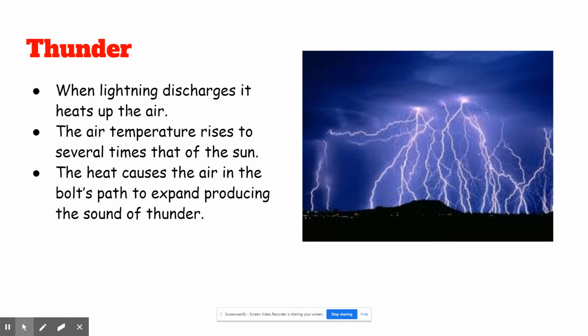When lightning discharges, it heats up the air. The air temperature rises to several times that of the sun. The heat causes the air in the bolt's path to expand, producing the sound of thunder. These lightning strikes actually produce plasma in the air.